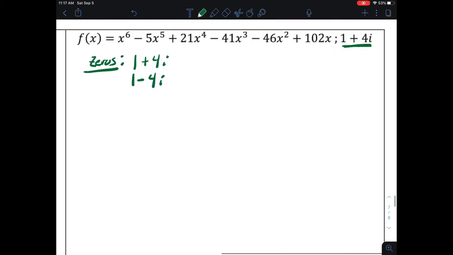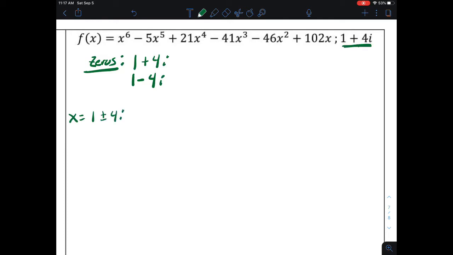You can do synthetic division with a complex number. Me personally, I don't like doing it that way. So what I'm going to do is I'm going to reverse engineer the factor because I also have the goal of writing this thing in factored form. So I'm going to say x equals 1 plus or minus 4i.